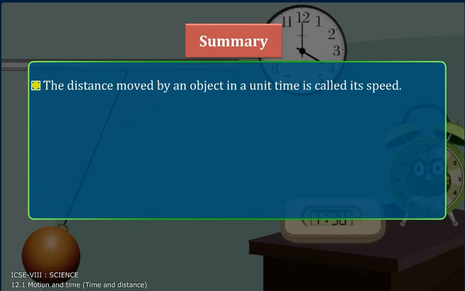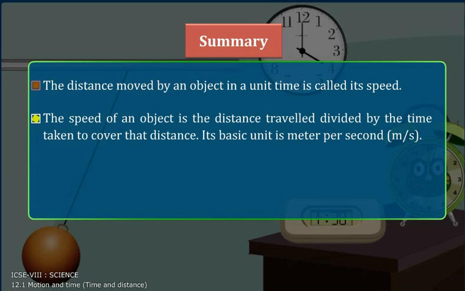Summary. The distance moved by an object in a unit time is called its speed. The speed of an object is the distance traveled divided by the time taken to cover that distance. Its basic unit is meter per second.